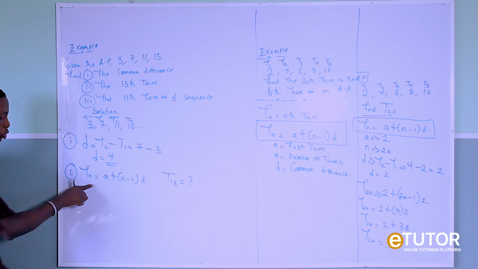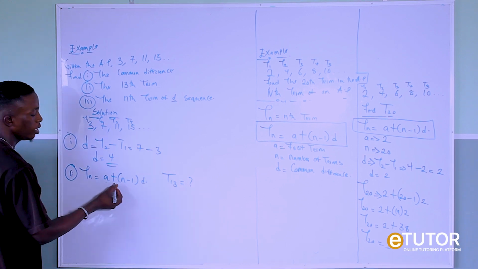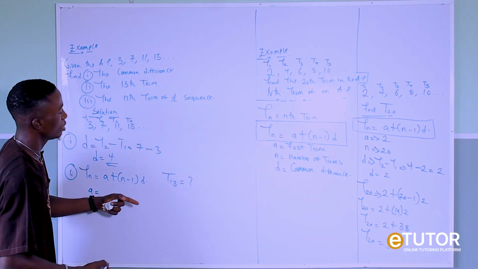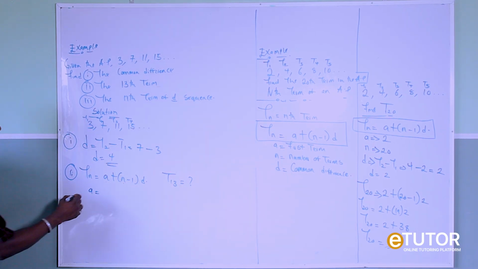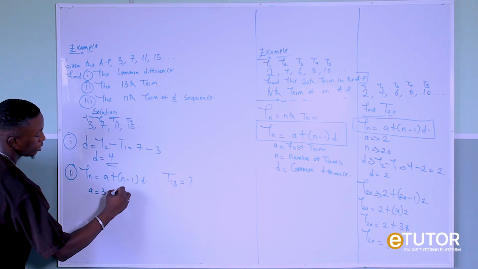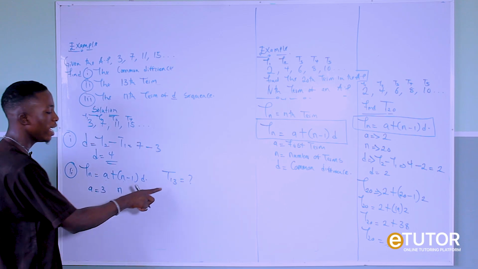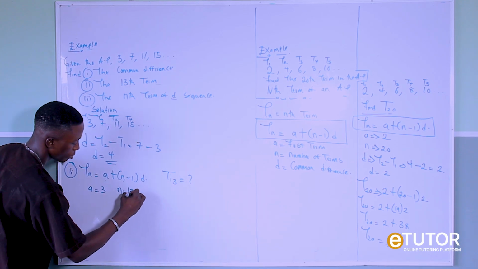Now, remember, to use this formula, we need 3 things. You need your A, your N, and your D. So my A represents first term. So what's the first term of this sequence? 3. N, number of terms. We're told to find the 13th term. So my N would be 13.